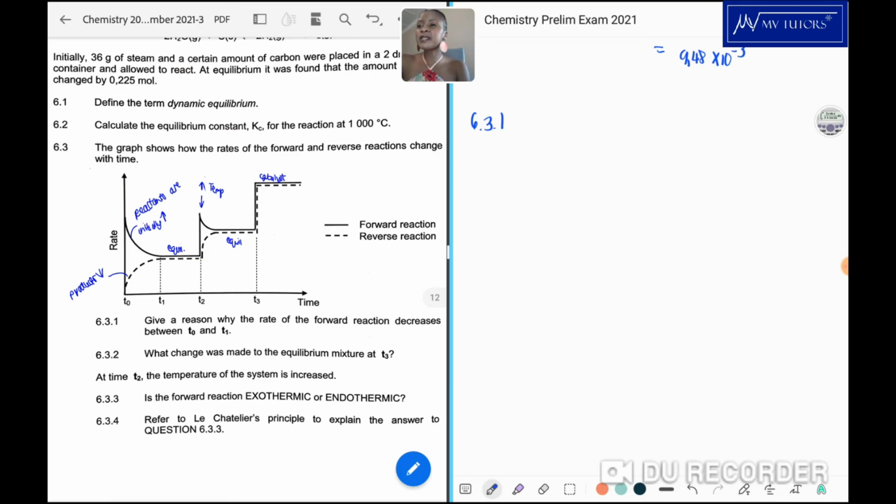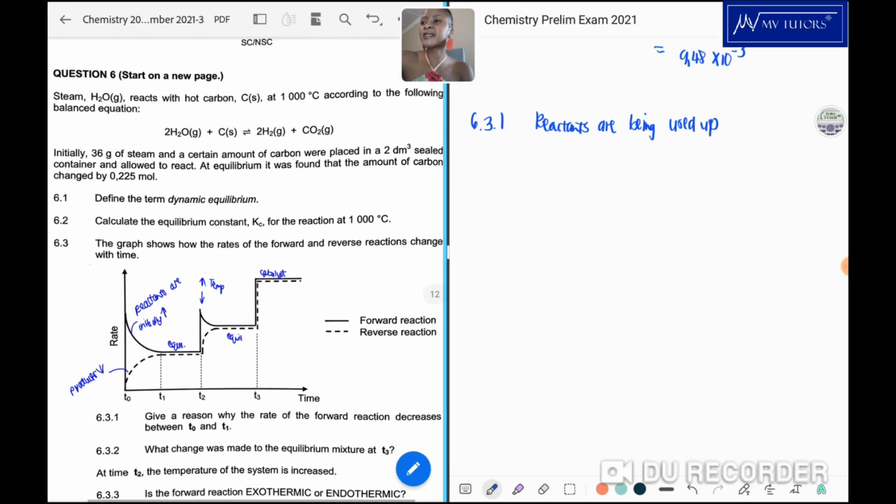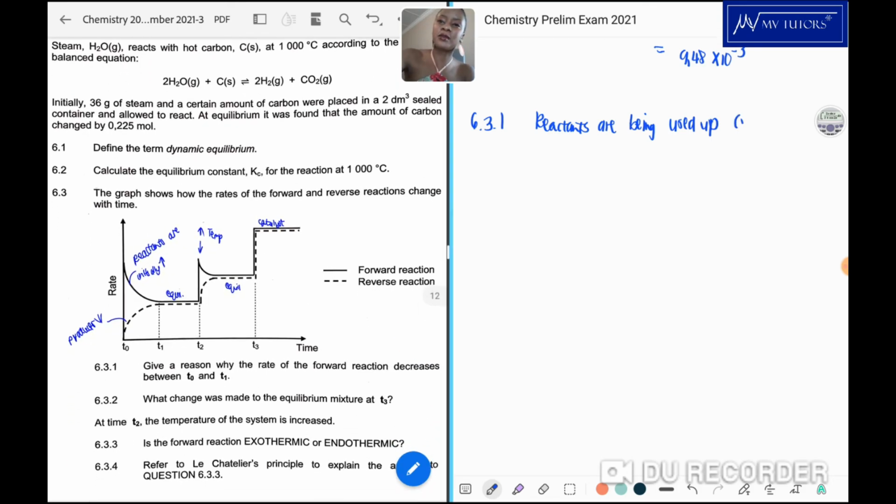Now it says, give a reason why the rate of the forward reaction decreases between T0 and T1. Well, basically, the reactants are being used up. And in this case, that is the steam. Remember, we had steam there at the beginning, so it's being used up.